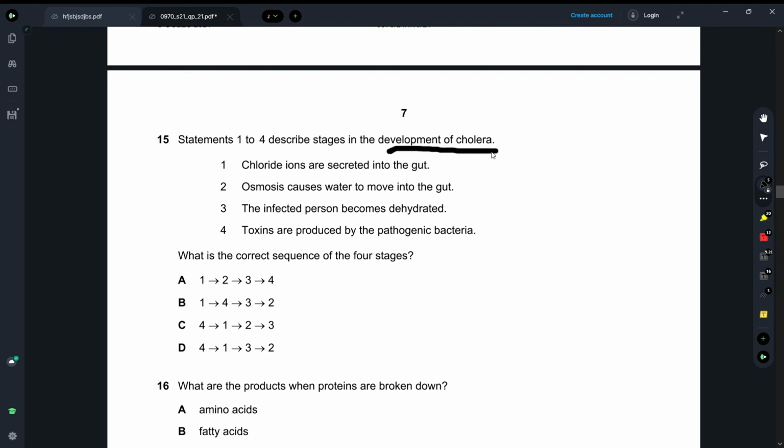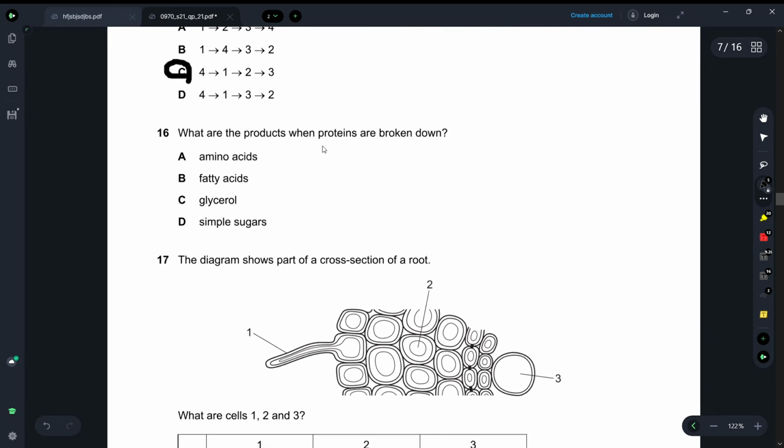So the toxins are produced by the pathogen, and that's number one. We should know that toxins are the things that begin everything. After that, you look at chloride ions are secreted into the gut. That should be number 2. And osmosis causes water to move into the gut. This is number 4 because the person at last becomes dehydrated. So it's 4, 1, 2, and 3. 4, 1, 2, and 3. C. That's C then.